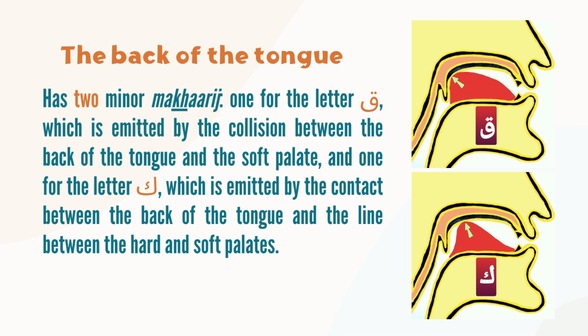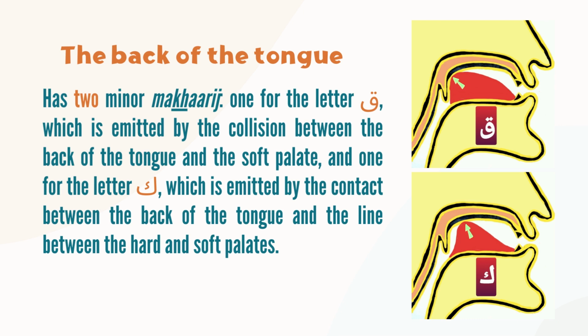Firstly, we start explaining the back of the tongue. This area has 2 minor makharij. One for the letter qaf, which is emitted by the collision between the back of the tongue and the soft palate. Aq, aq, aq. I want you to try and feel the collision yourself.